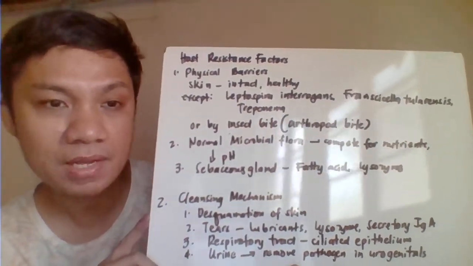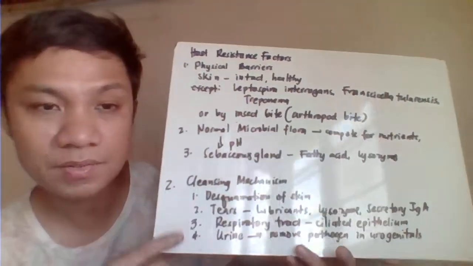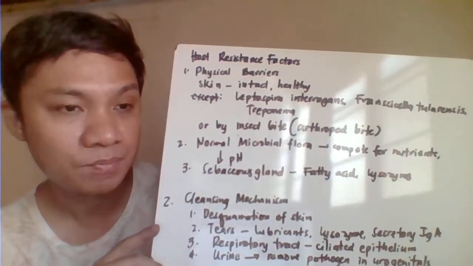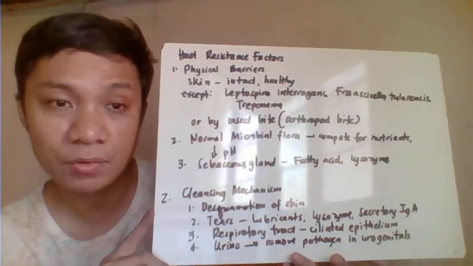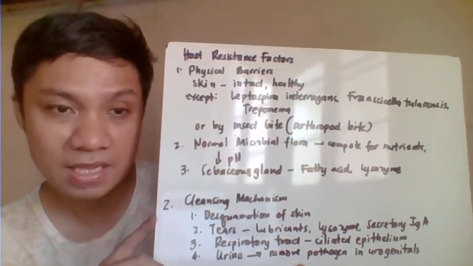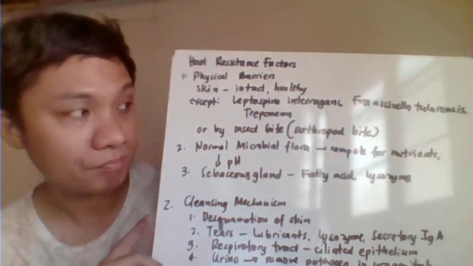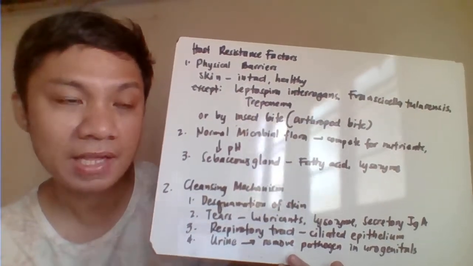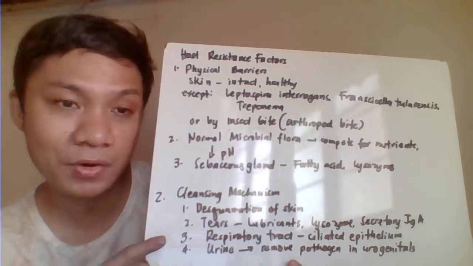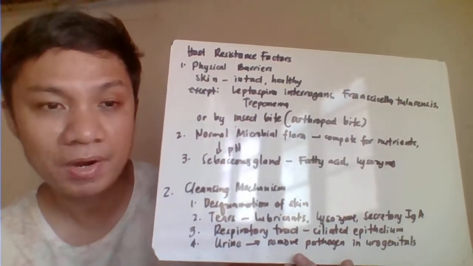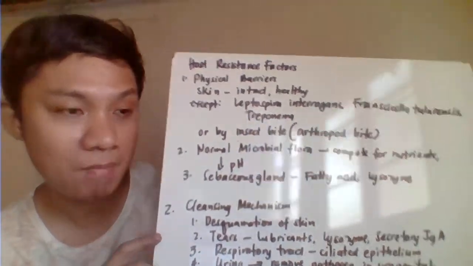Except, for example, in the case of Leptospira interrogans, possible for leptospirosis, Francisella tularensis, also Treponema, where they could enter our body even if you have an intact skin. Or you could have entry into our skin through the bite of the vector, like mosquito vectors or ticks. So you could also enter our body.